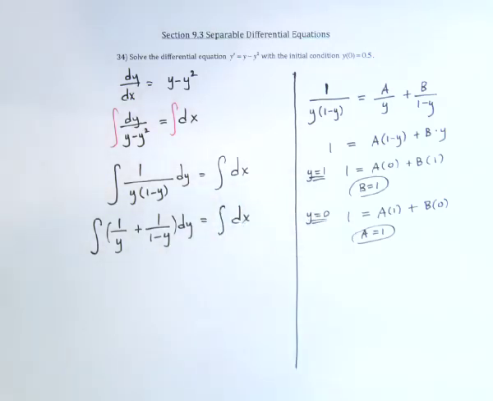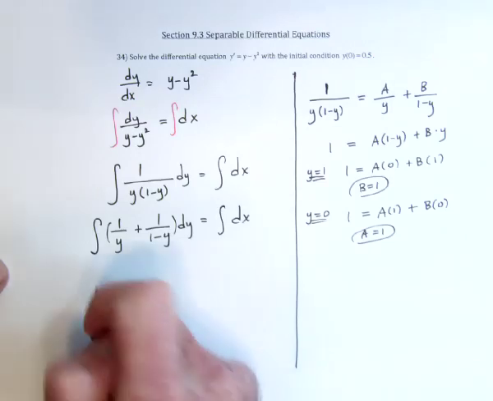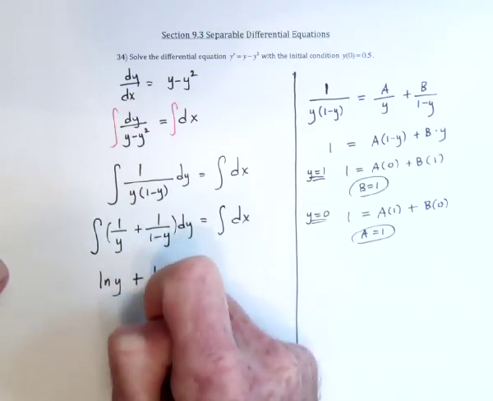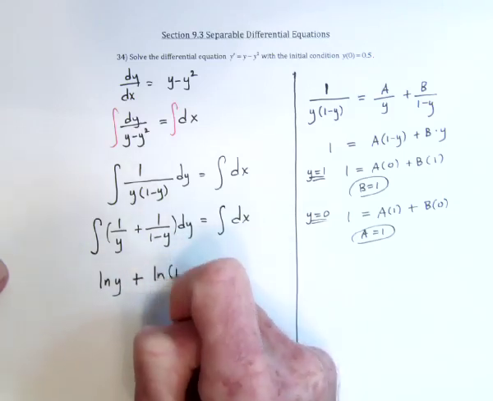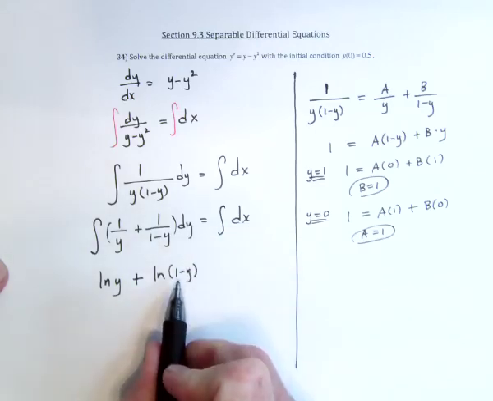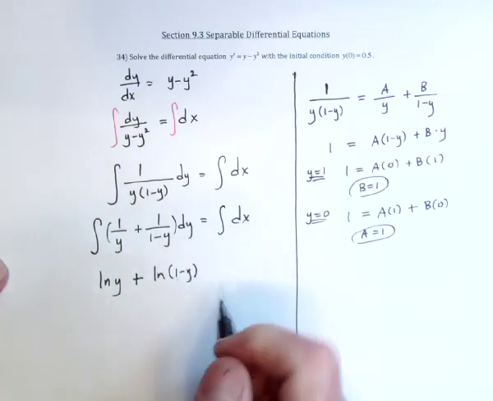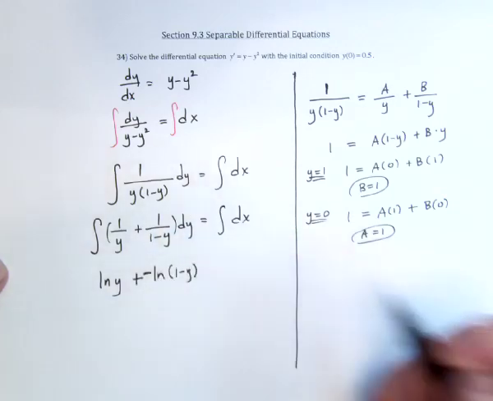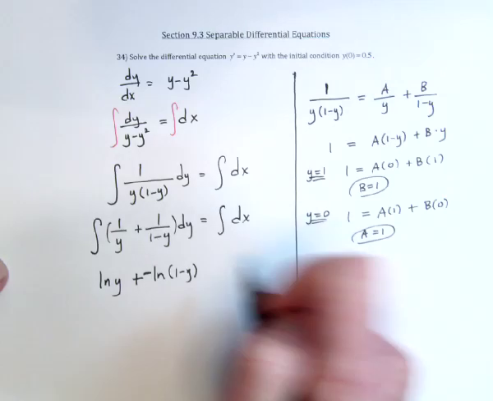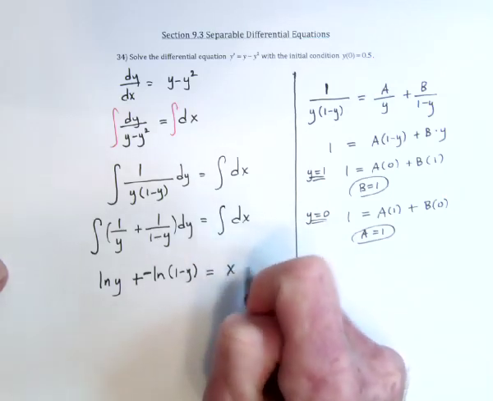Alright, now that my algebra is done, I'm ready to integrate. So this one is going to be the natural log of y, and then plus the natural log of 1 minus y. Since the derivative of the inside is a negative 1, we need to divide by that negative 1, so this should actually be negative the natural log of 1 minus y. And on the right-hand side, we've got just an x plus c.